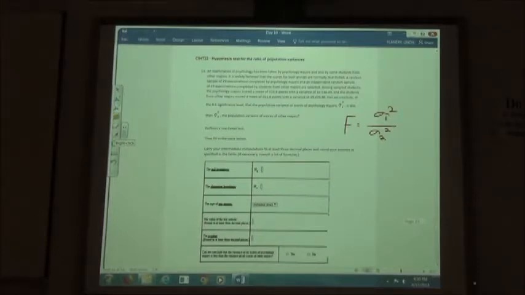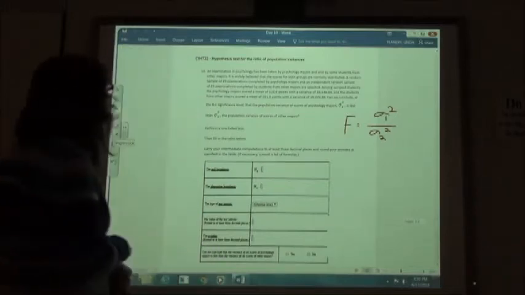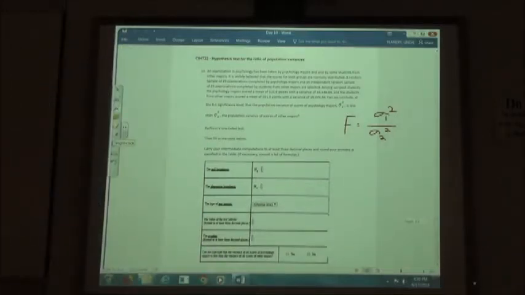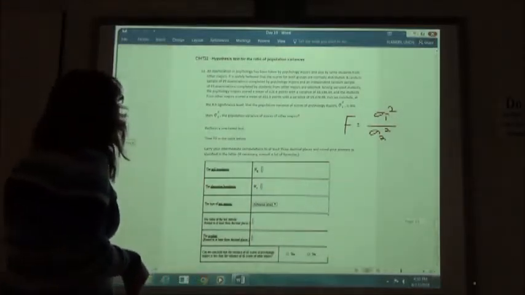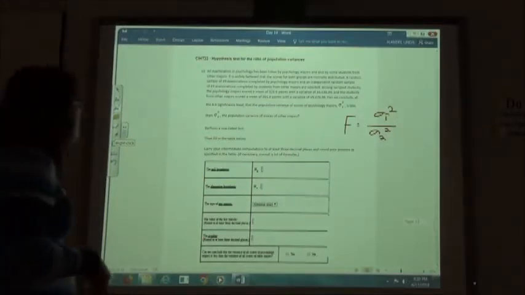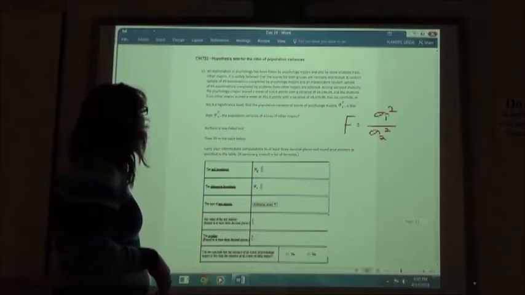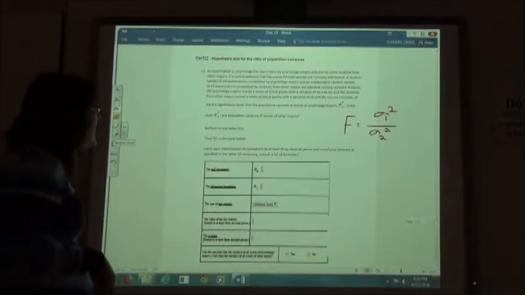So, on this one, an examination in psychology has been taken by both psychology majors and by some students from other majors. It is widely believed that the scores for both groups are normally distributed. A random sample of 29 examinations completed by psychology majors in an independent random sample of 23 examinations completed by students from other majors are selected.